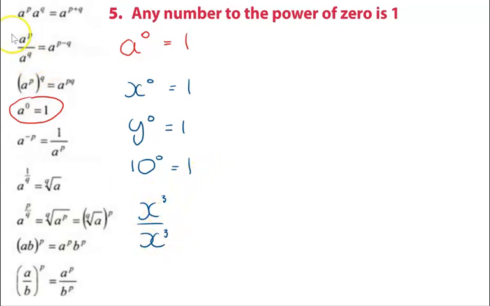Well, here we're going back to our second law, which is dividing powers with the same base, we subtract the powers. So we get x to the power of 3 minus 3, which is x to the power of 0, and x to the power of 0 is 1, because anything to the power of 0 is 1. And this makes sense because x to the power of 3 divided by x to the power of 3, dividing anything by itself gives us 1.